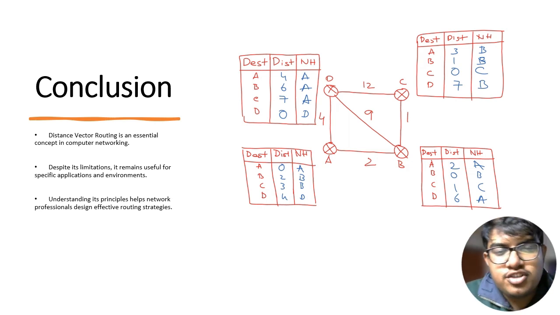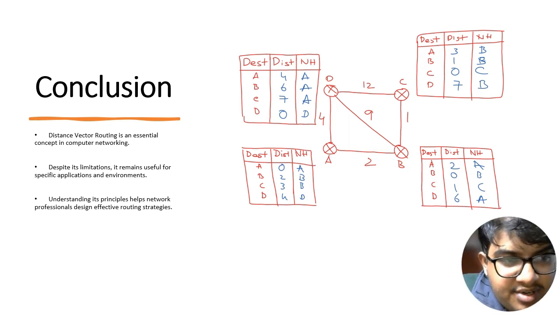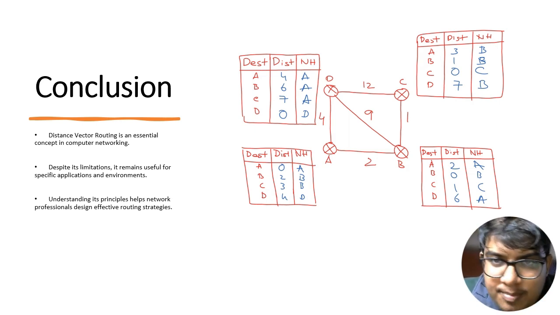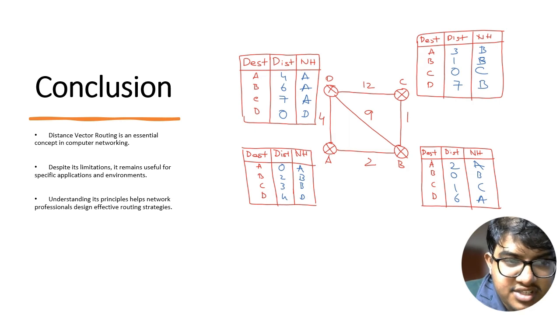So in conclusion, what we learned today is that distance vector routing is essential for concepts in the computer networking chapters. Despite the limitations, it remains very useful in specific applications, and understanding its principles helps network professionals design effective routing strategies. Before we end, there is another diagram here with another example of how distance vector routing works. So you can go through it.